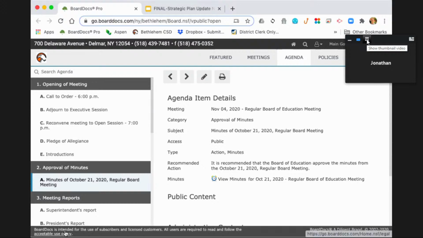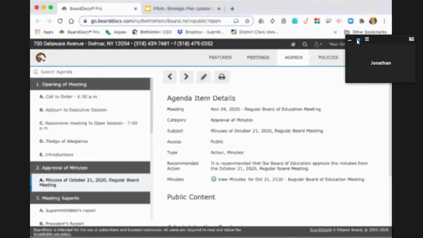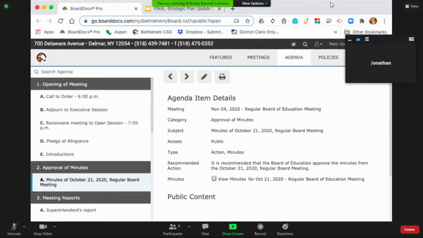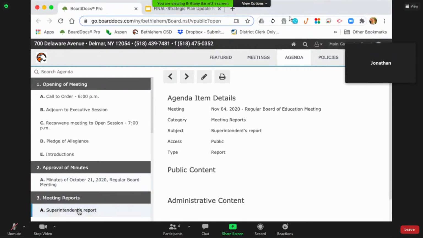First on the agenda is approval of minutes. It is recommended that the Board of Education approve the minutes from the October 21st, 2020 regular board meeting. So moved. Second. Any discussion? All in favor? Aye. Any opposed? Any abstentions? That carries. Next is our superintendent's report.